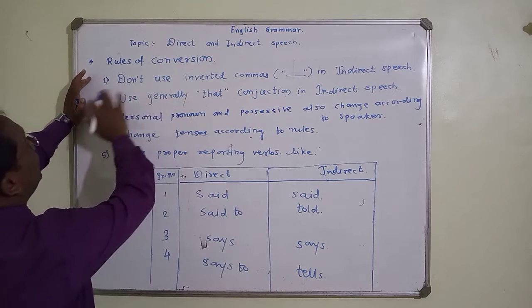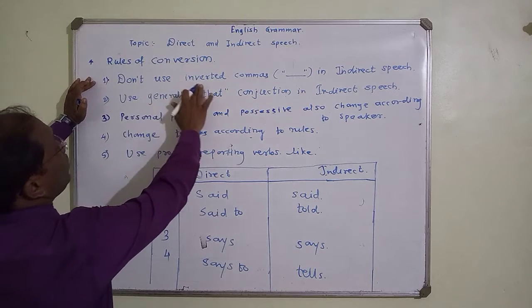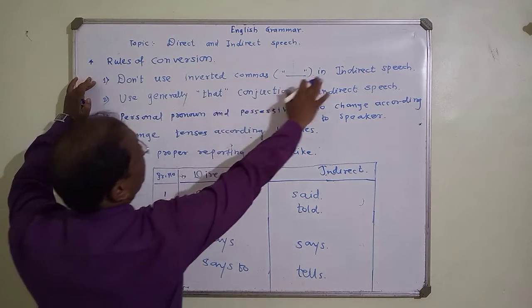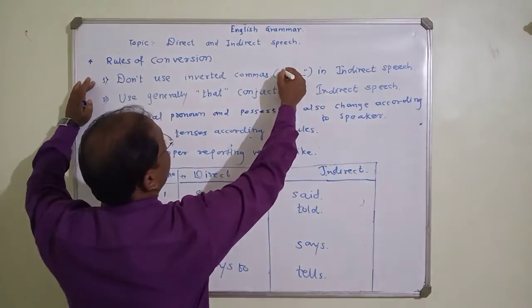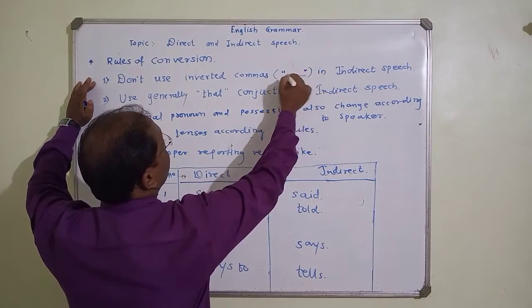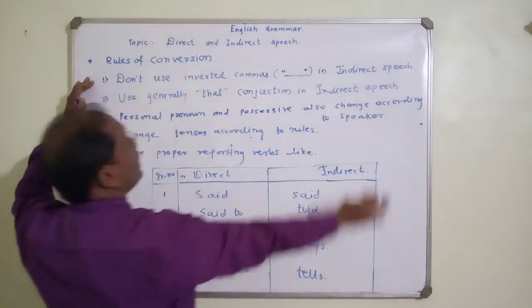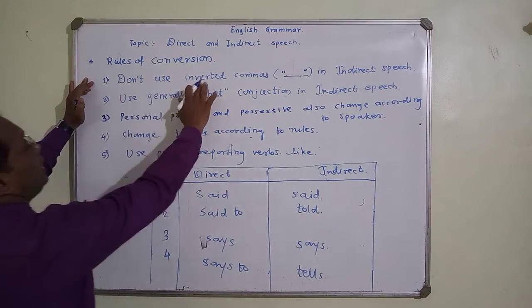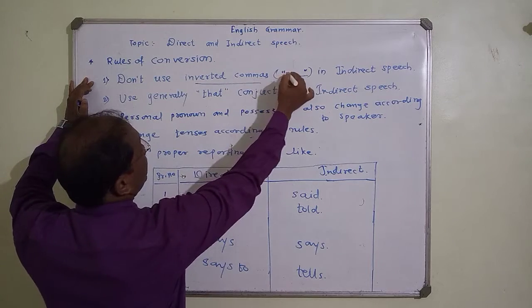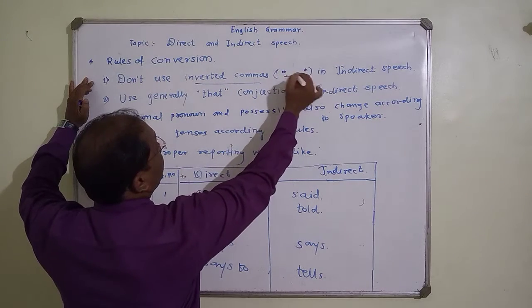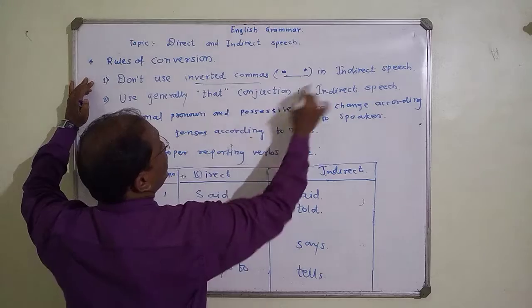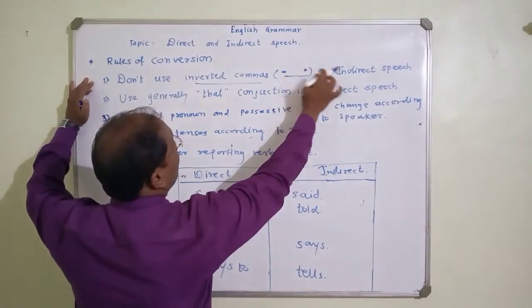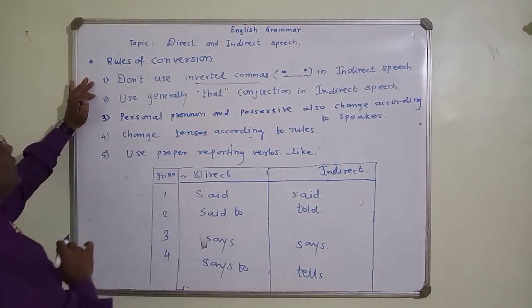We will see here. The first rule is: don't use inverted commas in indirect speech. Inverted comma means double inverted commas. Don't use them in indirect speech. This is the first rule. Don't use inverted commas. We already gave it in brackets. Don't use inverted commas in indirect speech.